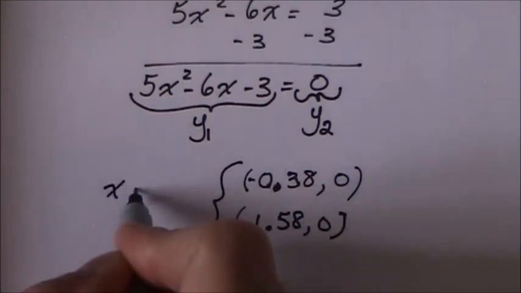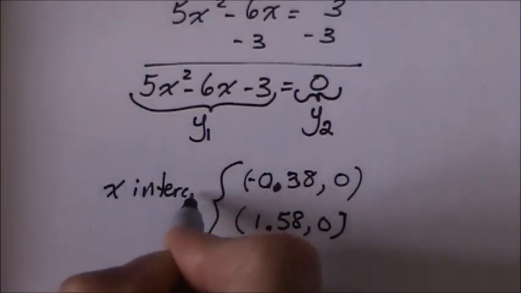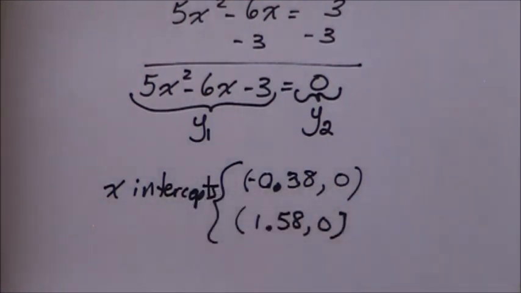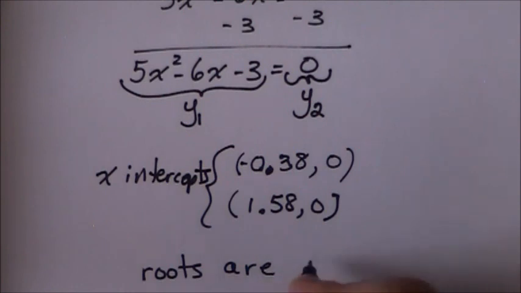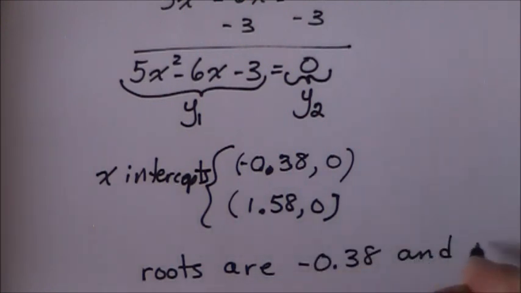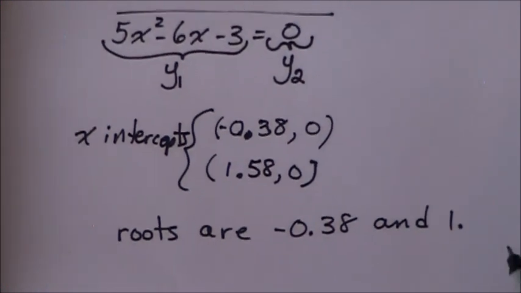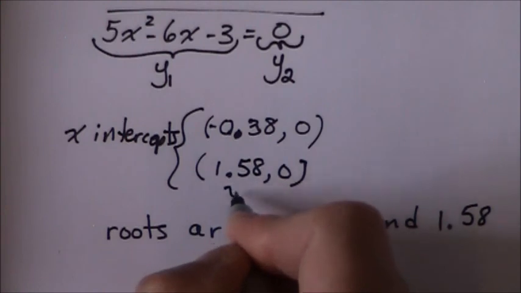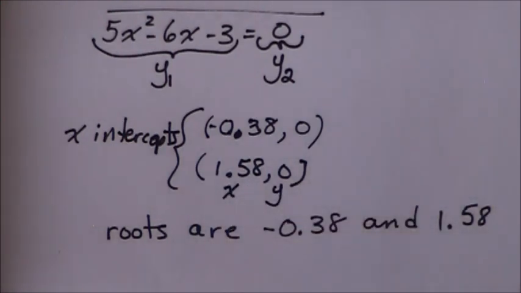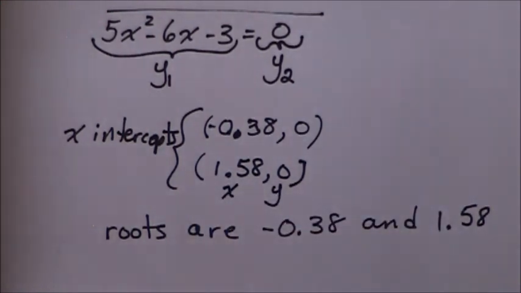So these are our x-intercepts. And so from that, remember we want the x value, we would have our roots are negative 0.38 and 1.58. So points are always x first, then y, and both answers, notice, were exactly the same, just the way we got the work was slightly different.